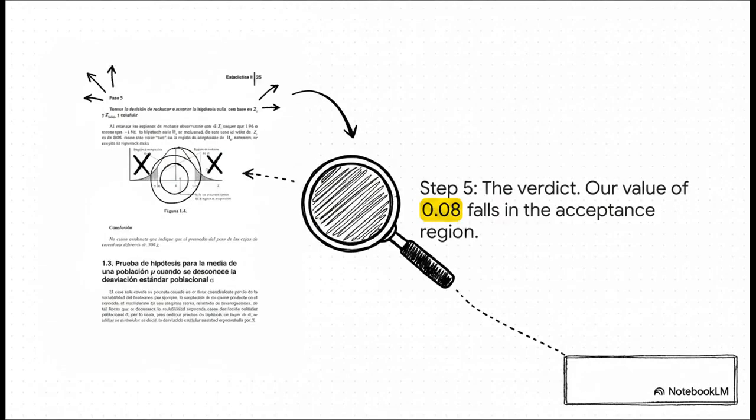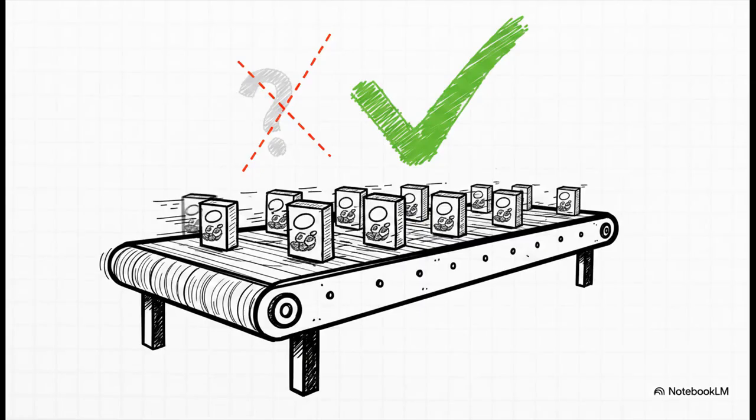All right, let's get to the good part. Step 5, the verdict. Remember our test statistic? It was 0.08. So where does that fall on our map? Well, as you can see, it's smack dab in the middle. It's squarely in that big white region of acceptance. It's nowhere near those critical rejection zones out in the tails. So our conclusion is crystal clear.